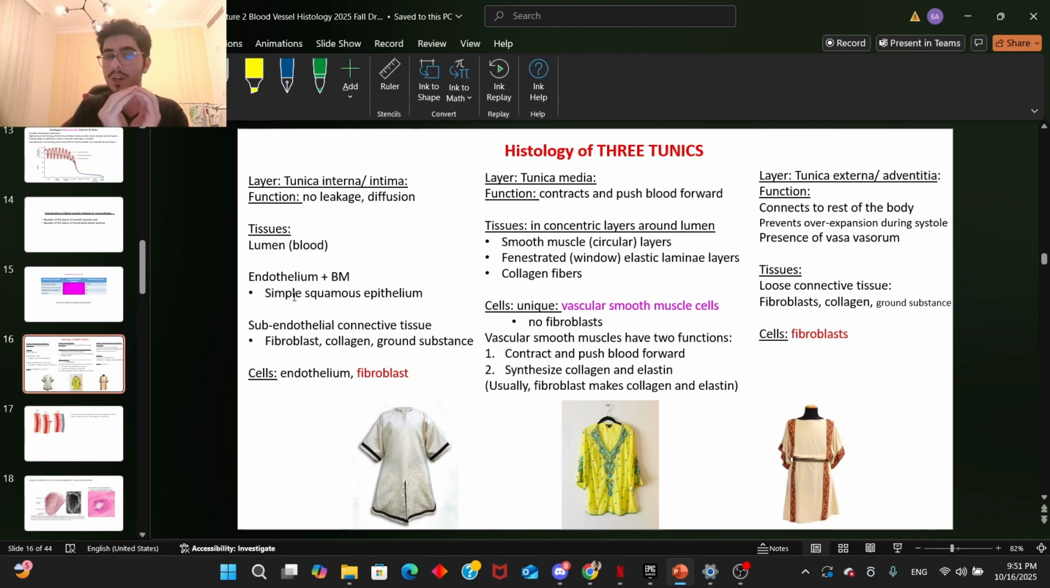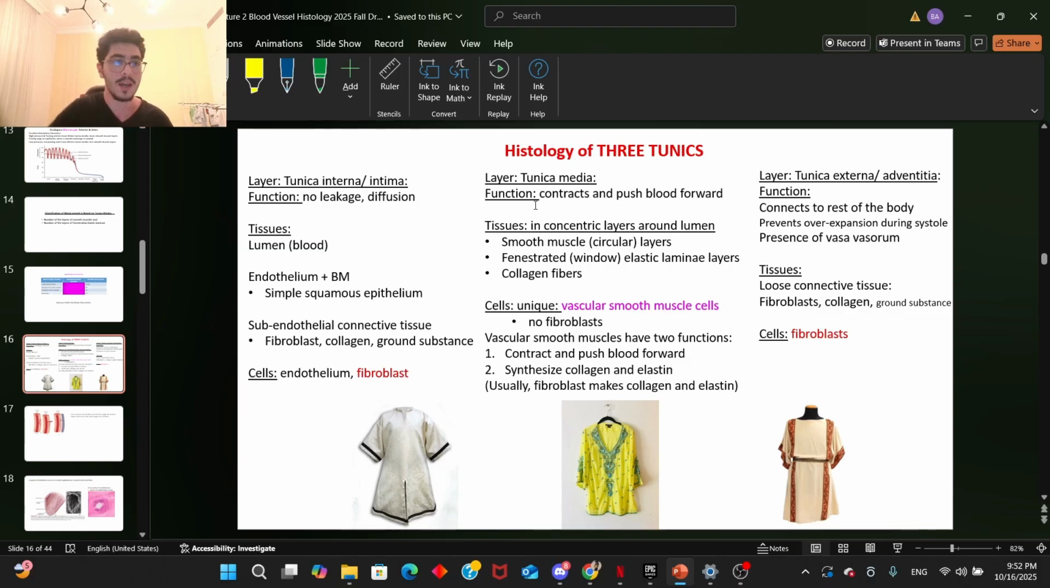And remember, what is always under endothelium or epithelium in general? Always under epithelium is going to be loose connective tissue, okay? Loose connective tissue. So subendothelial. Subendothelium means below the endothelium, you would have what? Collagen, fibroblast, basically loose connective tissue, okay? Fibroblast, collagen, ground substance, okay?